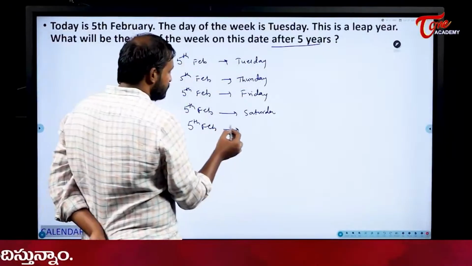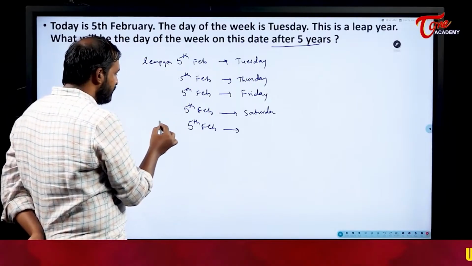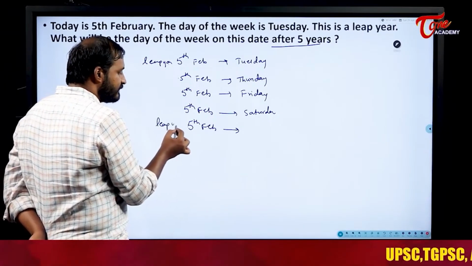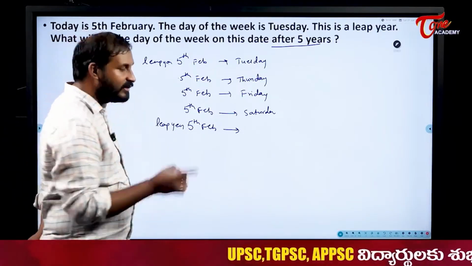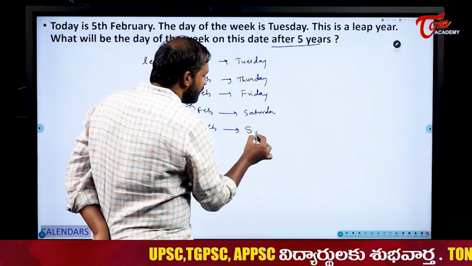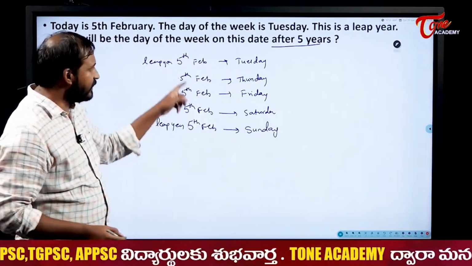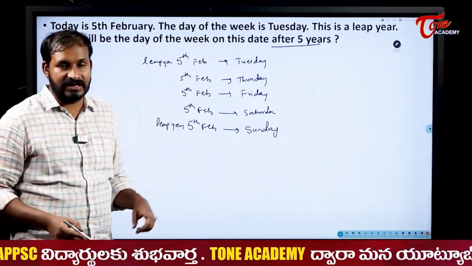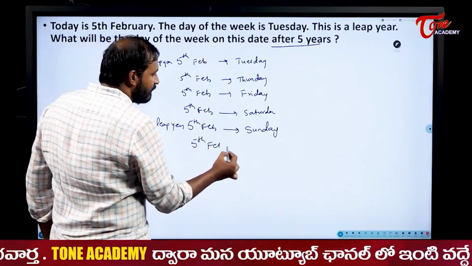Sir, this is a leap year. So 1, 2, 3, and this is also a leap year. Yes, this is a leap year, I accept it. But did we cross February 28th? No. So still there will be a jump of only one day. That is Sunday. This is 4 years. But I want after 5 years, right? So after 5 years means what? Next 5th February will become what?